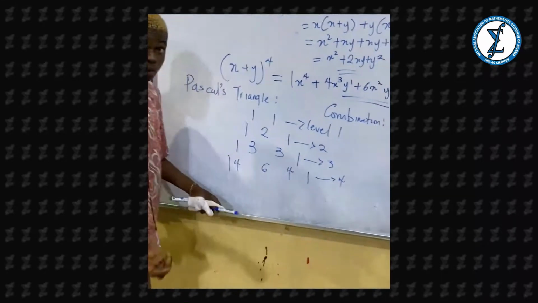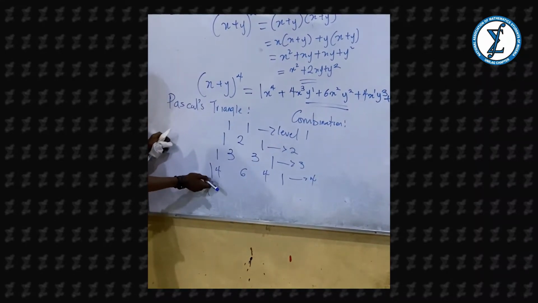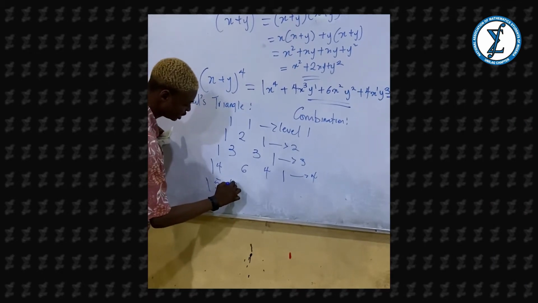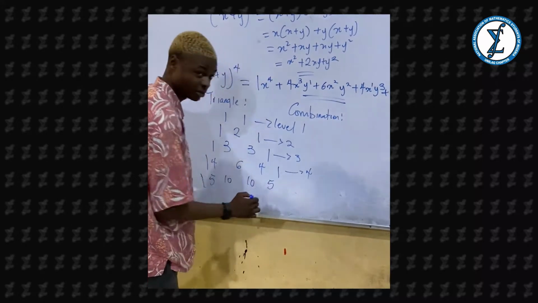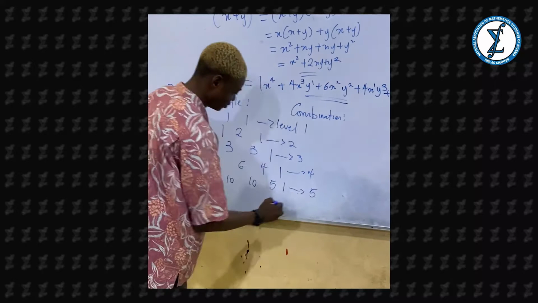So still the same way we generated our triangle. It starts with 1, add the numbers in the previous level. 1 plus 4, 5, 4 plus 6, 10, 6 plus 4, 10, 4 plus 1, 5. There's nothing to add again, close with 1. And remember, this is our level 5.